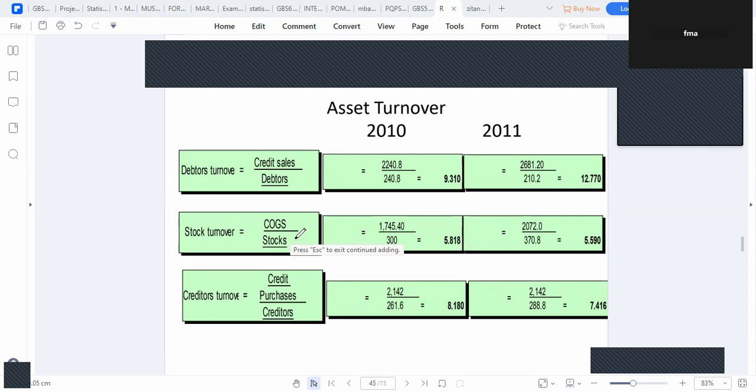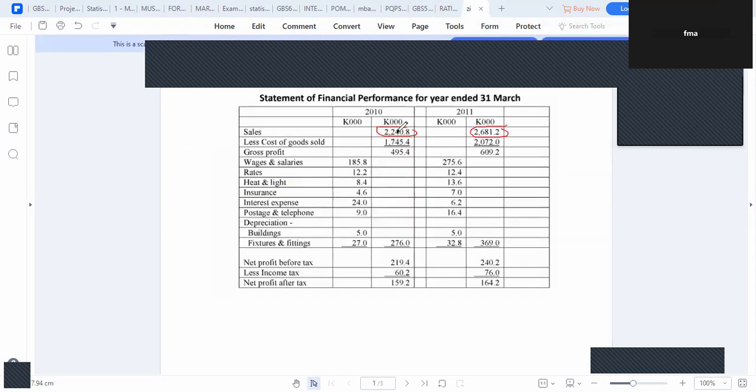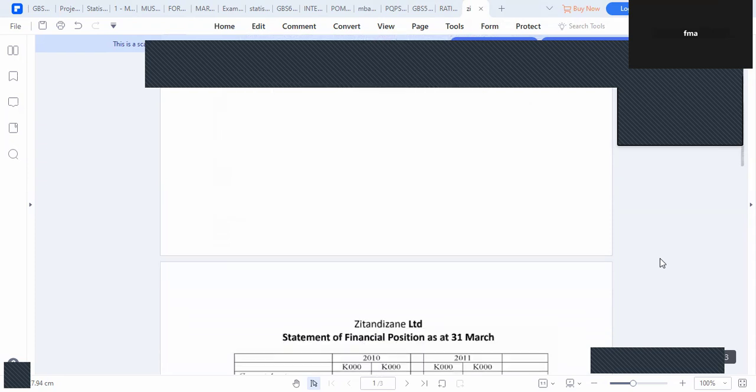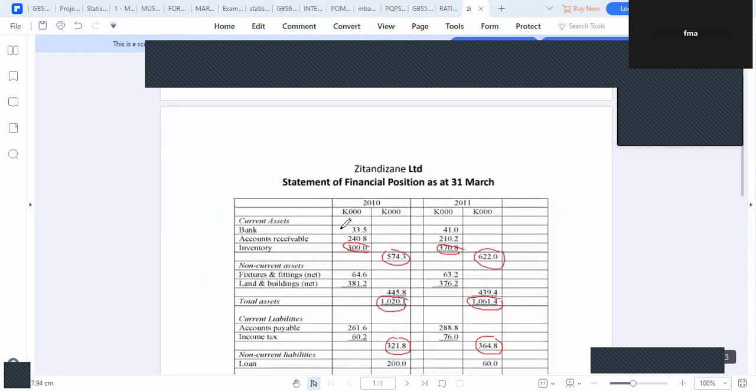Is that clear? Yes. So the formula for debtor turnover is credit sales over debtors. So we already find the credit sales and we already find the debtors. So we go to our balance sheet and our sales. Our sales is just from the sales itself, 2,200, which we found here, 2,240. This is our sales, 2,600. Then we go to our debtors, which is accounts receivable for 2010 and 2012. So this is what?